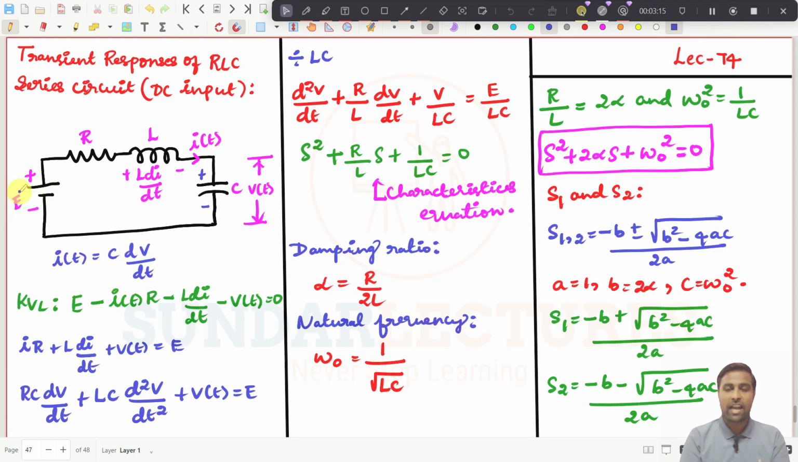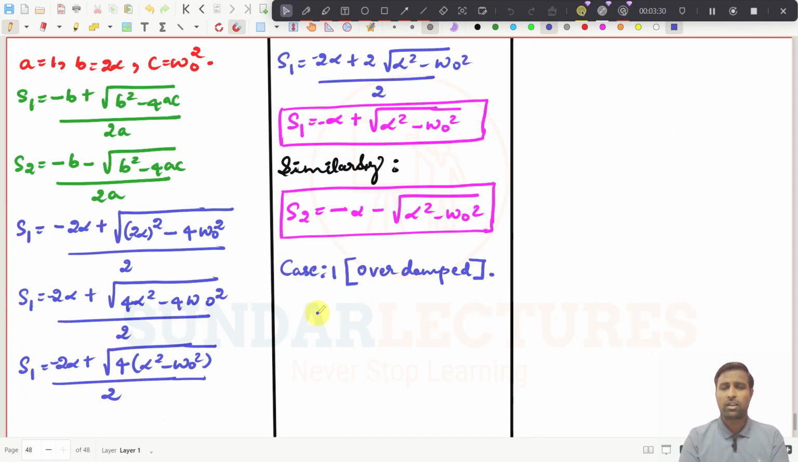Try to understand one thing clearly. The value of voltage E, that is the applied value, is constant. This is a DC input, and this E will be stored in the capacitor in three ways: overdamped, critically damped, and underdamped. This overdamping will happen when alpha is greater than omega naught. Sorry, not omega naught square, it will be omega naught.